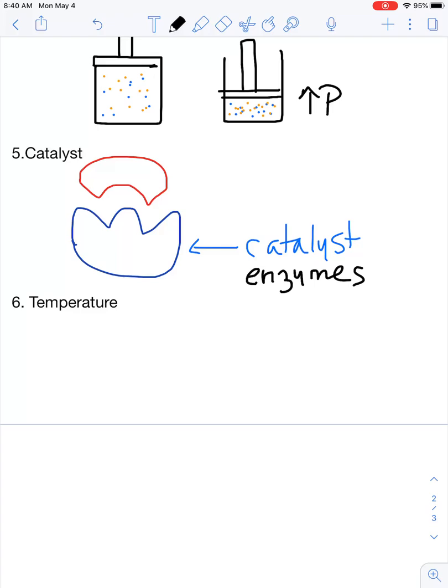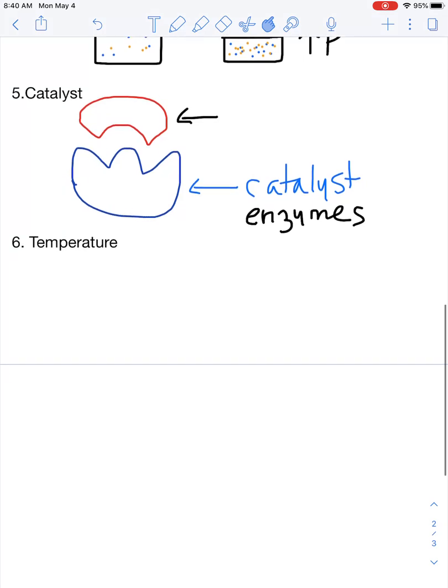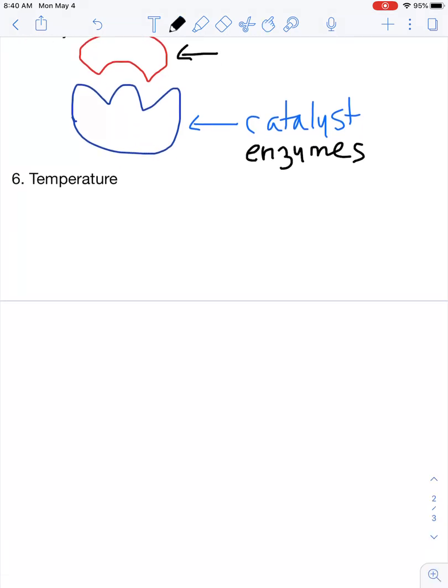What it does is it's a positioning apparatus. If your substrate or your reactant looks something like that, it's a place for it to position and the reaction to happen faster. And then lastly, temperature. Remember, temperature is a type of energy. It's kinetic, which is the energy of movement. So the higher the temperature, the higher the rate of the reaction.